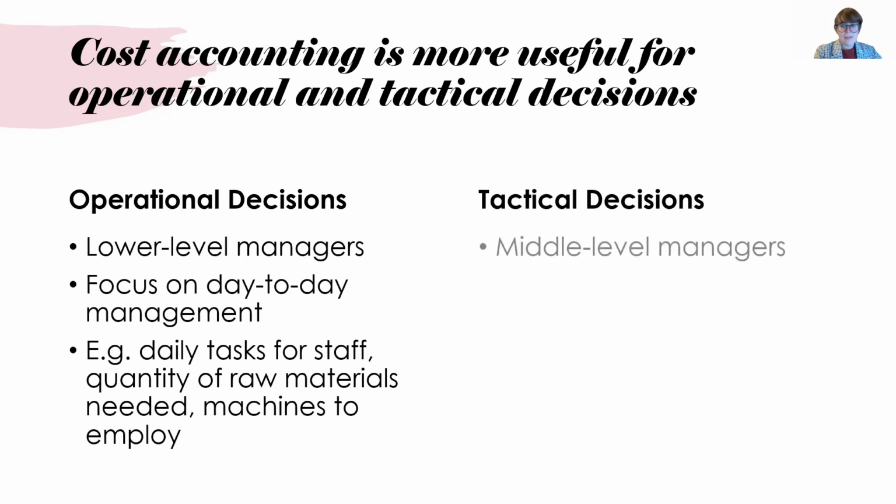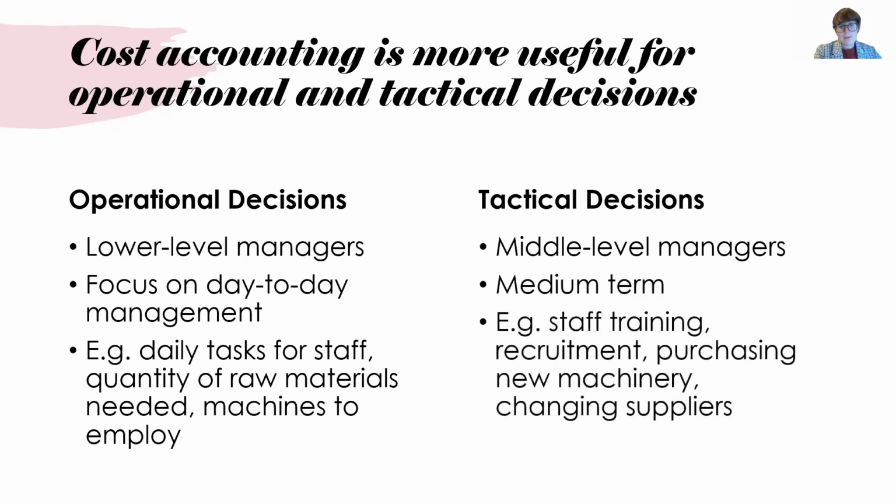Tactical decisions then, this is going to involve your middle level managers. It is going to be medium term, and examples of your tactical decisions to be made are going to be things like, how do you train your staff? How can we recruit staff? How many staff need to be recruited? And also, how much are we going to pay for any new machinery or upgrades to machinery that may be needed?